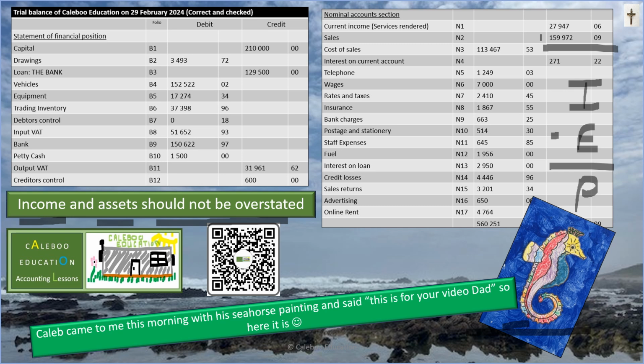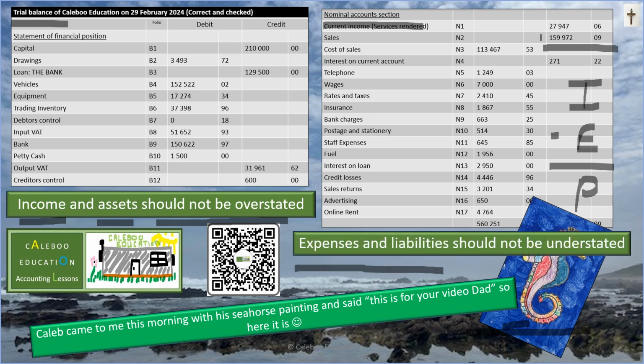By the way, this is a trial balance of Calibu Education. More about trial balances in another video, but I just want to demonstrate that if there's an exaggeration of figures, your profit and your position of the business can be misleading. So it's important to take the conservative approach.